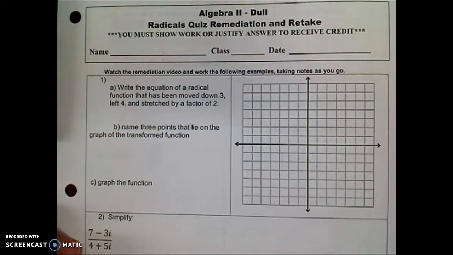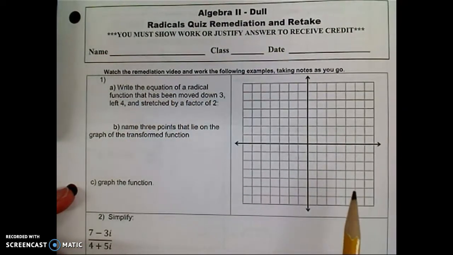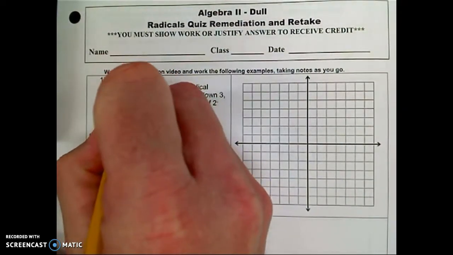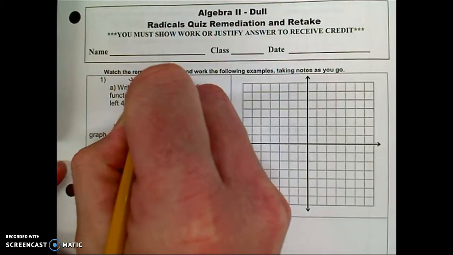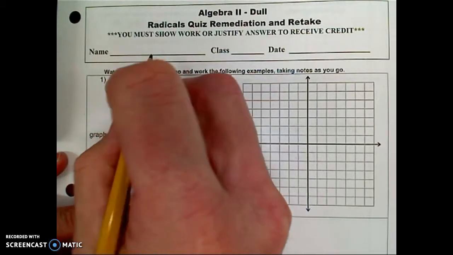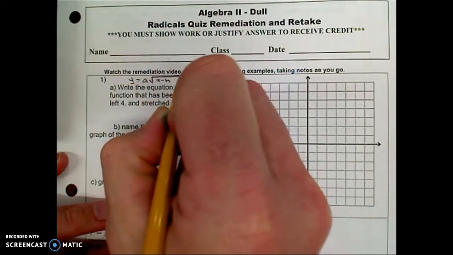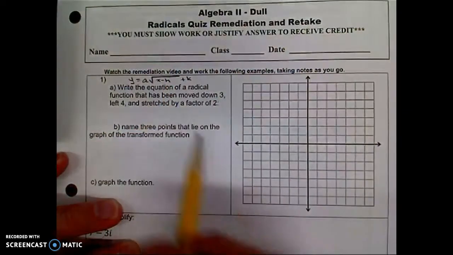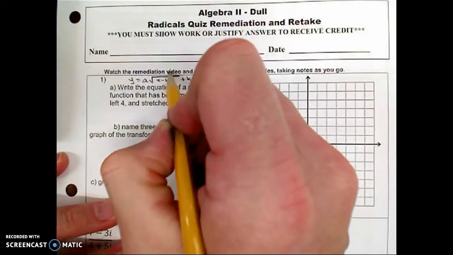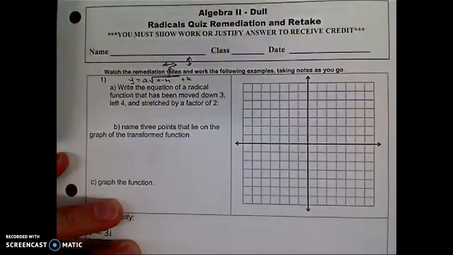So let's begin with transformation of functions. We talked about transforming a radical function a little bit. We said that the general form is y equals a times the square root of x minus h, and then outside the radical plus k. The h moved left or right. The k moved us up and down.